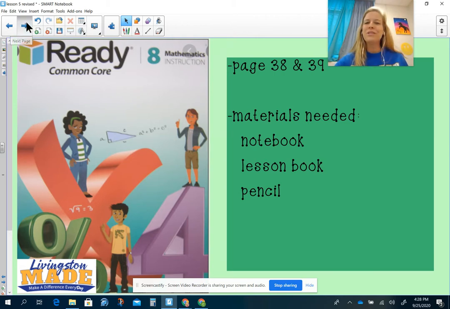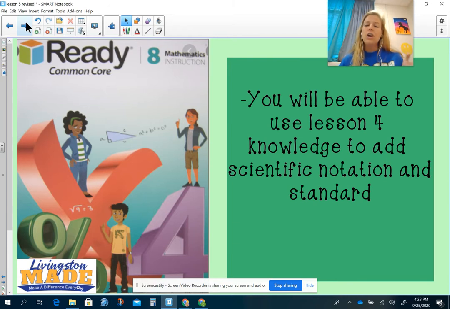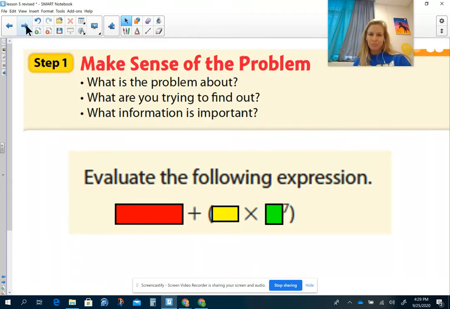All right, so what are we doing today? Today, we're going to use our knowledge from lesson 4, and we're actually going to be adding scientific notation. Some of it might be in standard, some of it might be in scientific, but we're actually going to be adding, and we're going to talk about how we're going to do it today. All right, so let's look at our first problem.